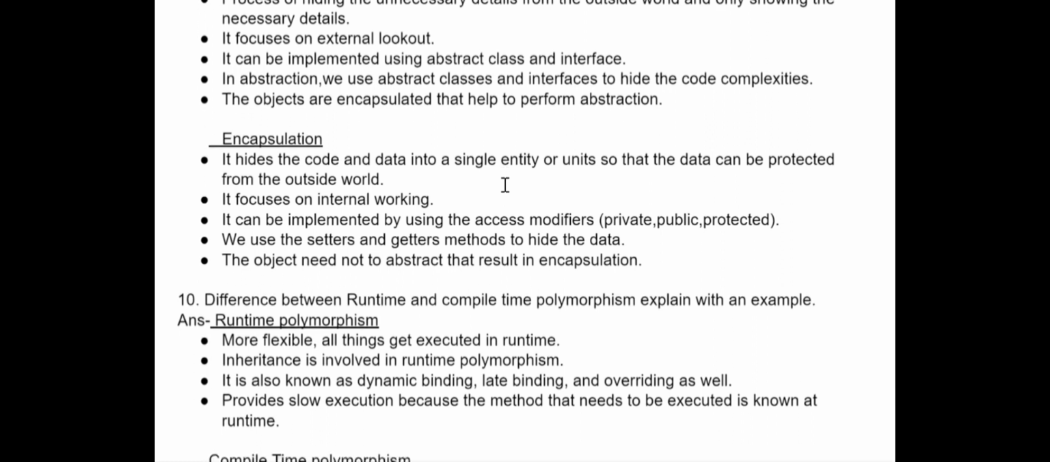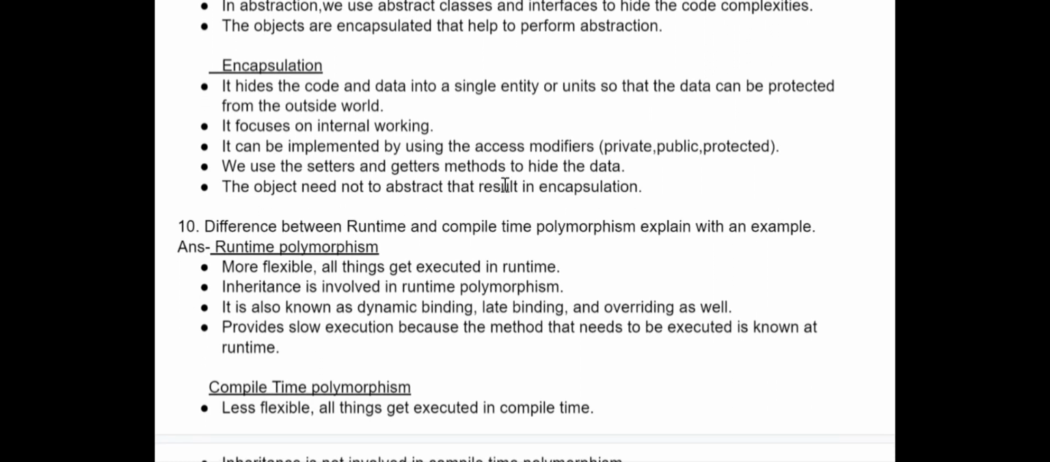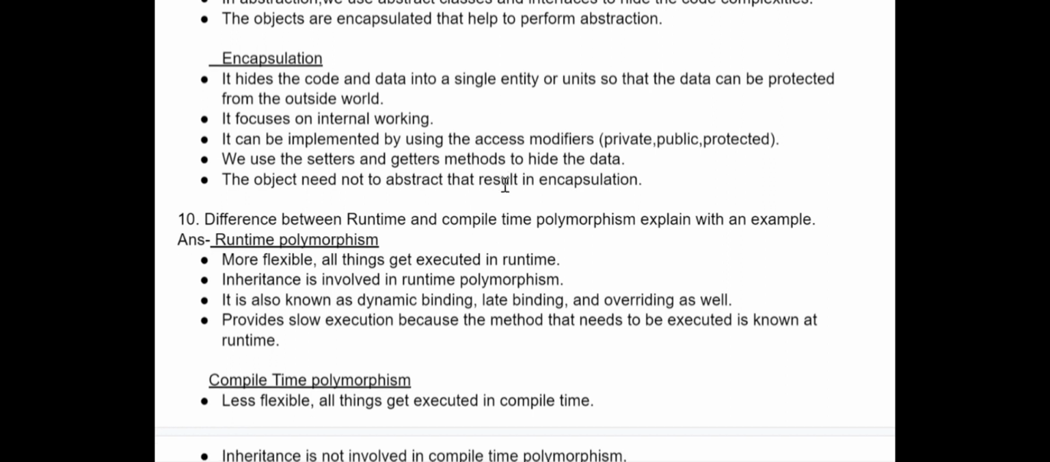Now, encapsulation. Encapsulation wraps the code and data into a single entity or unit so that the data can be protected from the outside world. It focuses on internal working. It can be implemented by using the access modifiers private, public, protected. There are three access modifiers: private, public, protected. We use the setter and getter methods to hide the data. The object need not be abstracted to result in encapsulation.